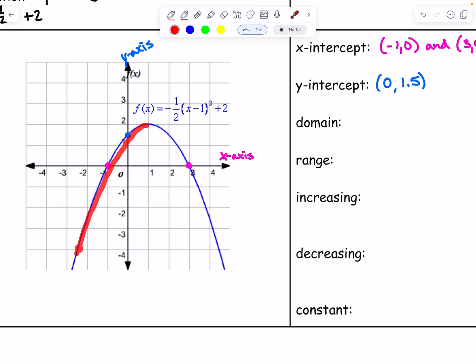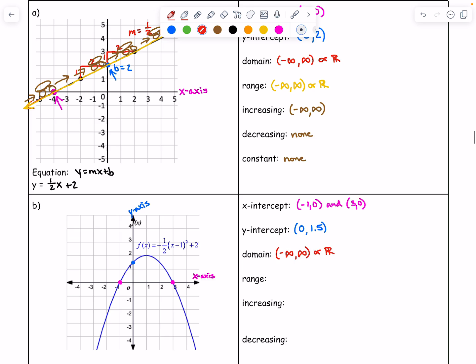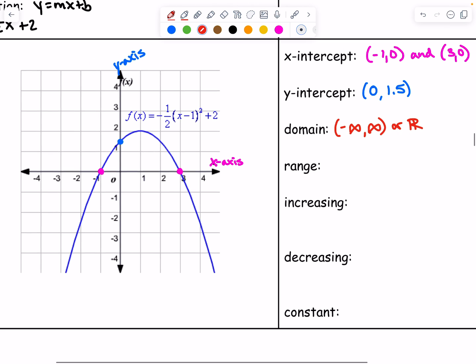So it's going left forever and it's going to the right forever. That's all I need to think about for my domain. So I'd say negative infinity to positive infinity, or all real numbers. But then you got to switch your thinking. You got to think of the range separately from the domain because they're opposites of each other.